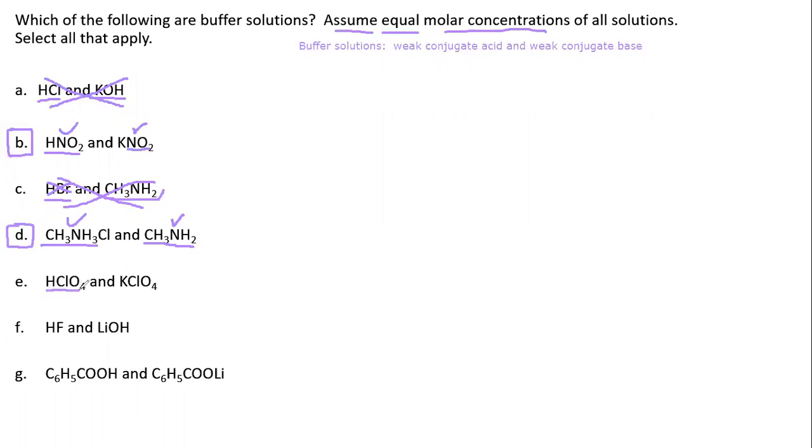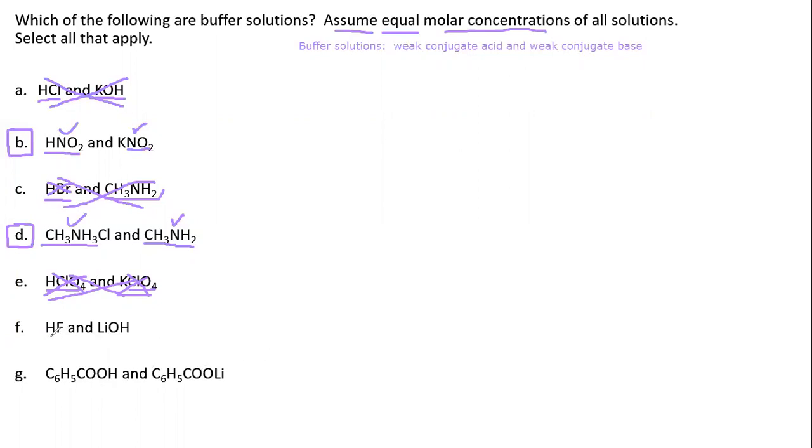Next, we have HClO4 and KClO4. Now, HClO4, we ask the question, is it a weak acid? The answer is no. Perchloric acid is a strong acid. And even if we look at its conjugate base, ClO4 minus, it is not a weak base anyway. So this would not form a buffer. Again, we're assuming equal molar concentrations.